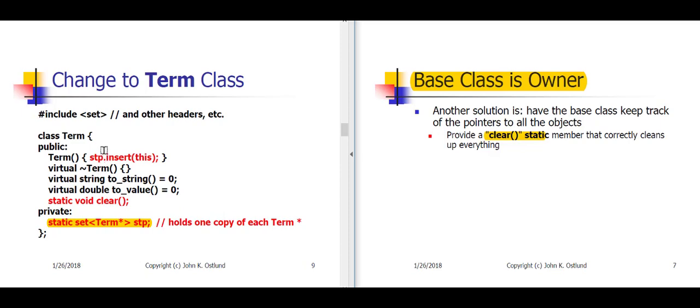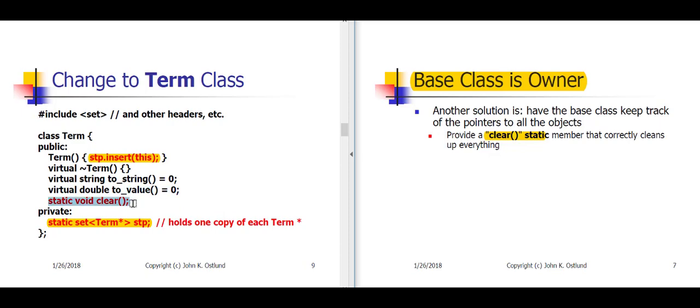We're modifying the constructor for the term class so that each time a term is created, the pointer to the current term is inserted into our set of term pointers. Okay, so if we create a constant, which is a kind of term, the address of the constant will be inserted into this set of term pointers in the term class. Likewise, if we create a variable, or a plus, or a divides, each of these terms will have its address stored in this set of term pointers in the base class.